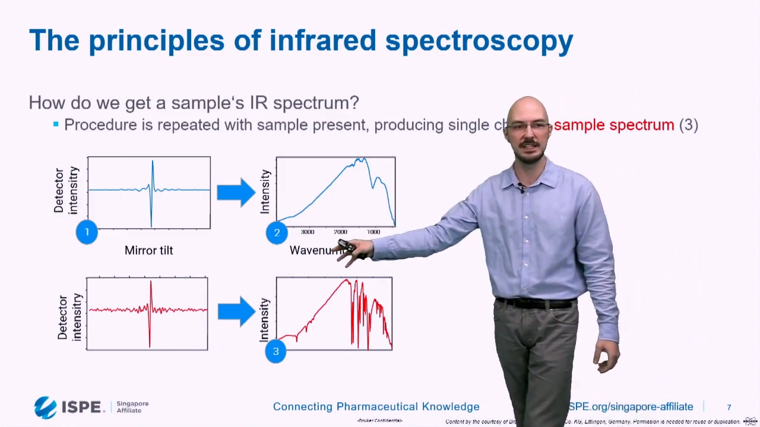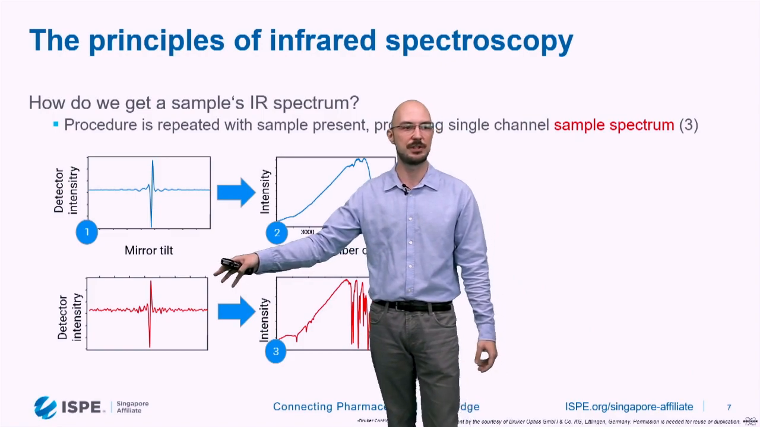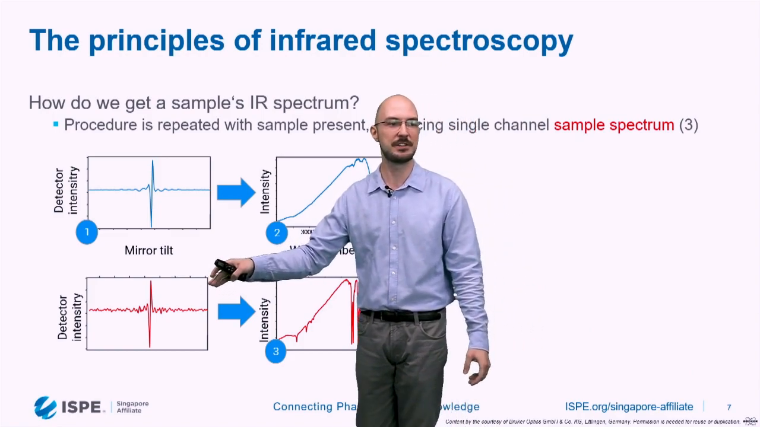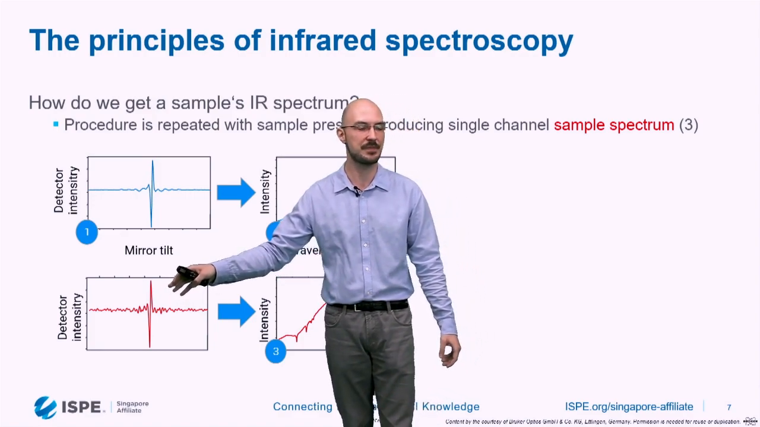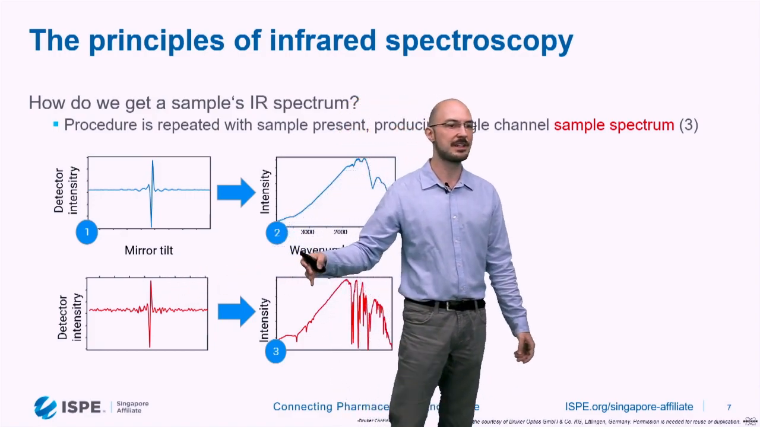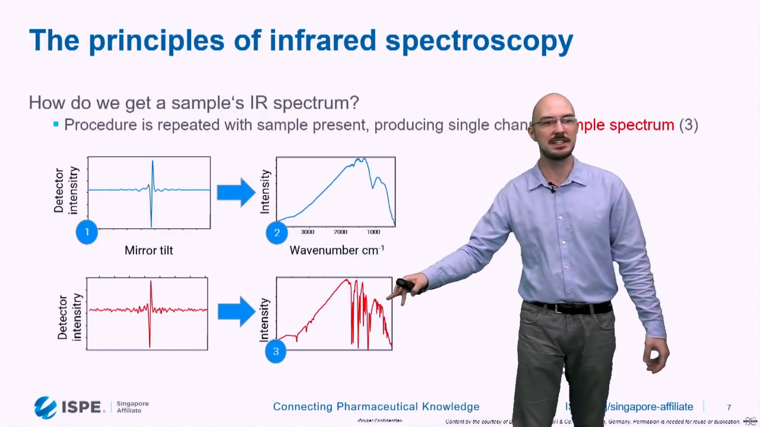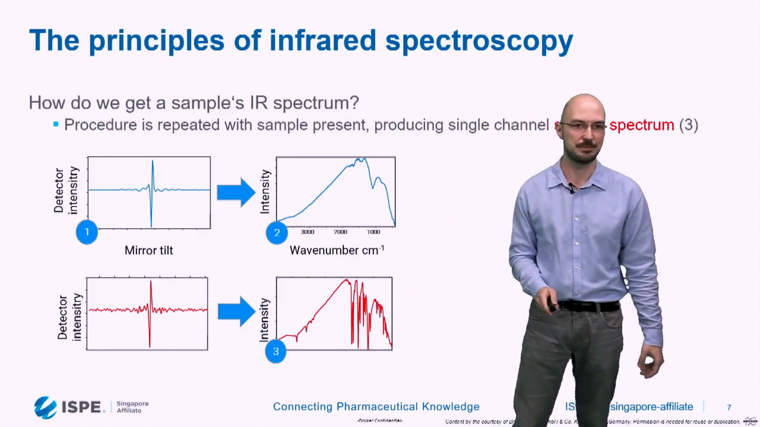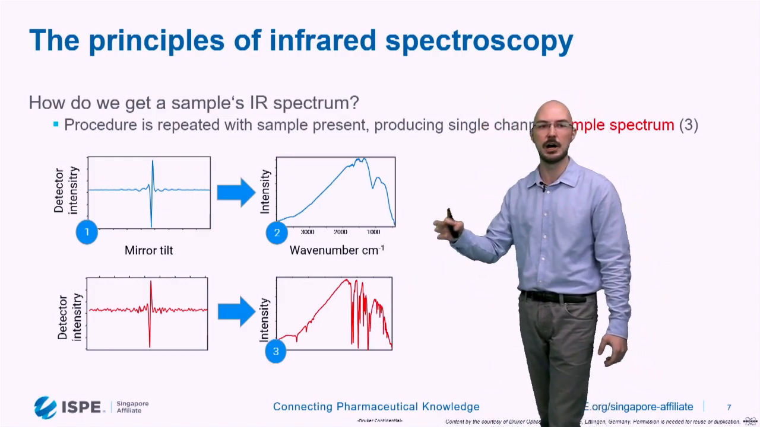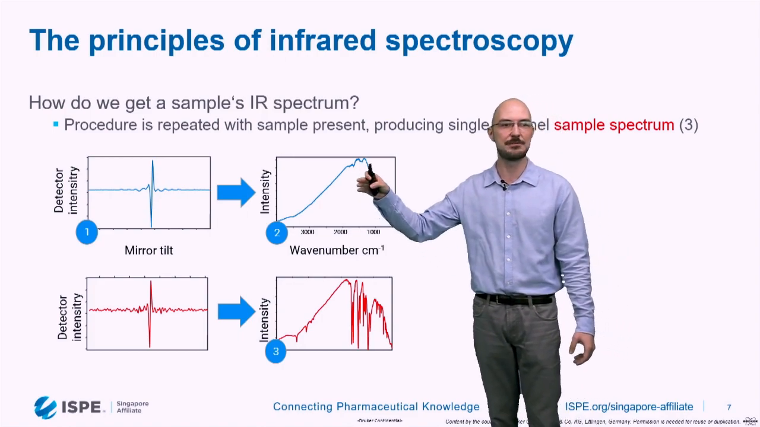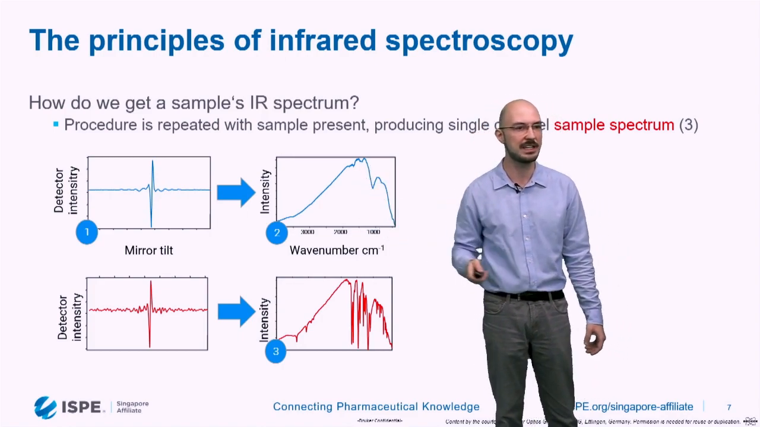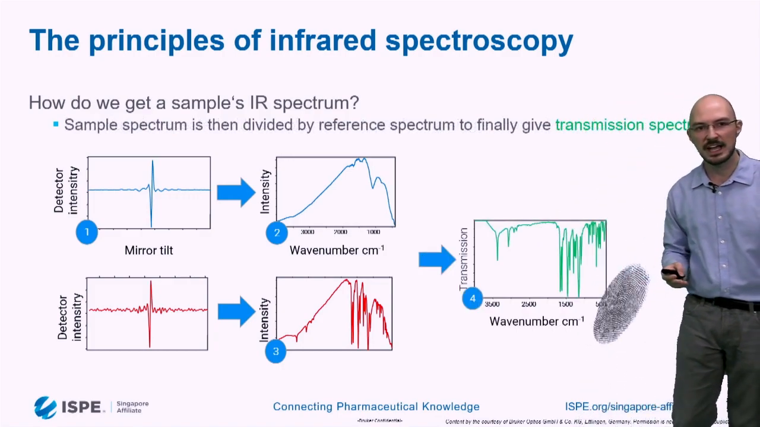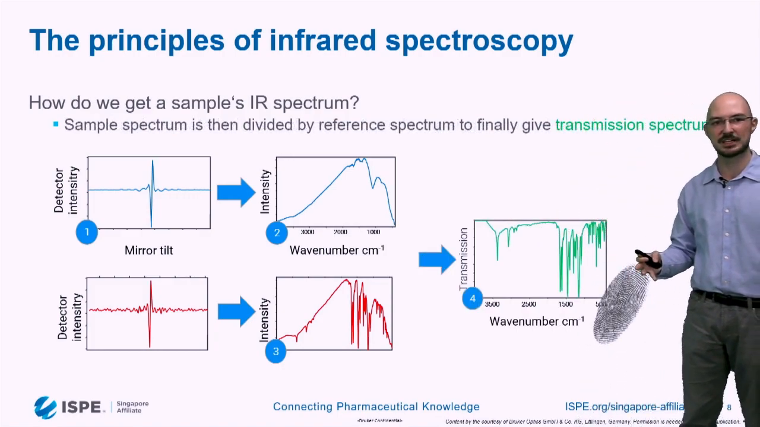You can already see here, before the Fourier transformation, we now have some interference in this interferogram. And after the Fourier transformation, we already see some really nice peaks in this sample spectrum. And I think now it's already obvious why we choose to have a reference spectrum, a background, before that, because now we can simply subtract both and we will receive our transmission spectrum.